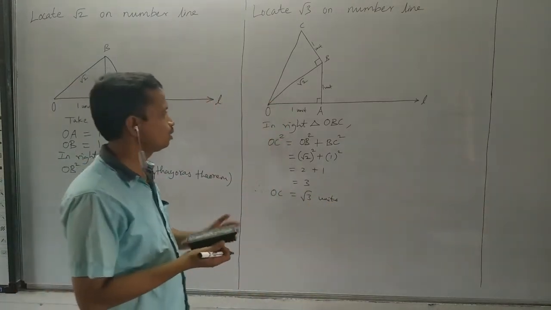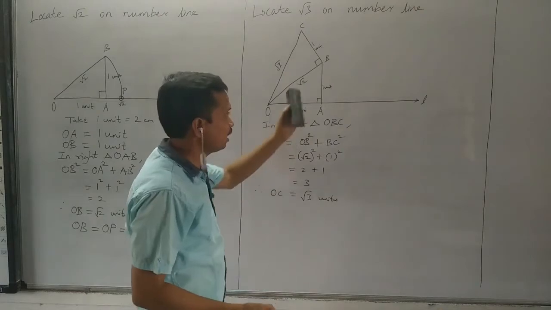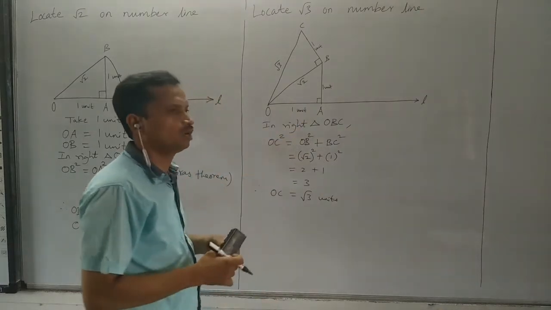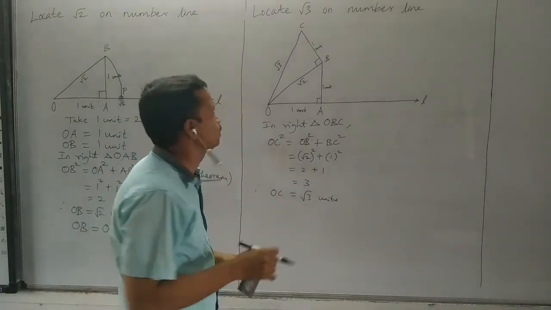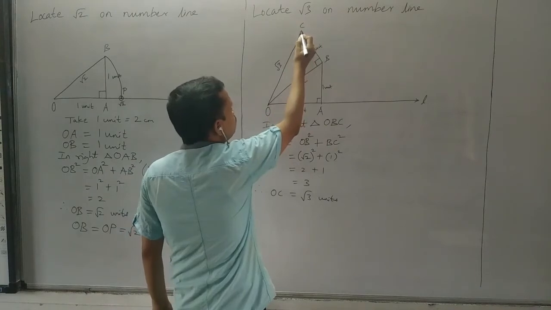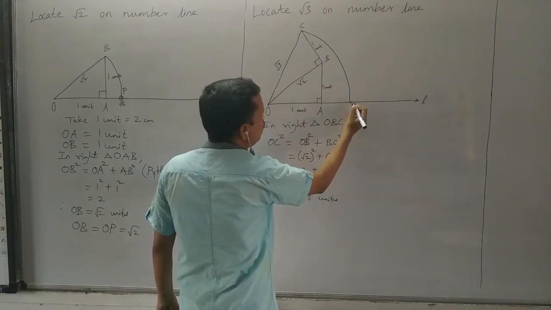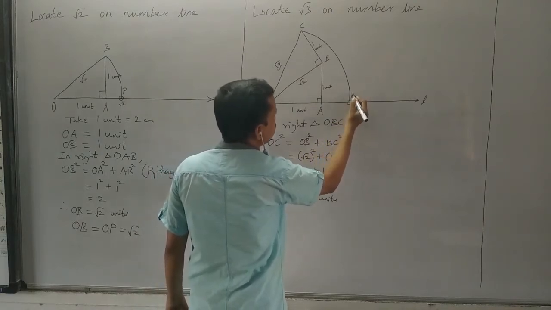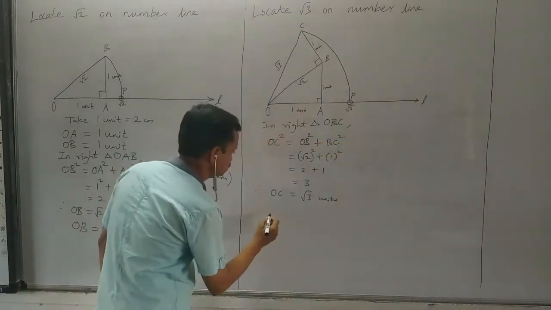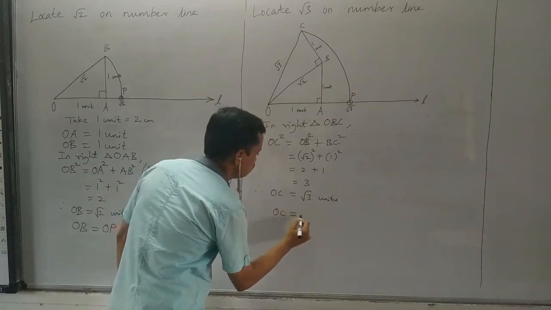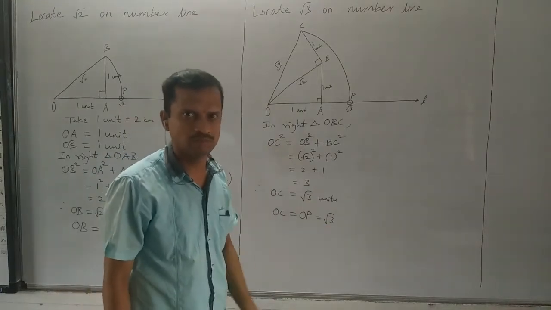Geometrically, we got that OC is root 3, and we have to locate it on this number line. So we take the compass pointer, and keeping O as center and OC as radius, you draw an arc. Like that it will come, and mark this point as P. Now this is the location of root 3 on this number line. So OC is equal to OP, that is equal to root 3. Is it clear, children?